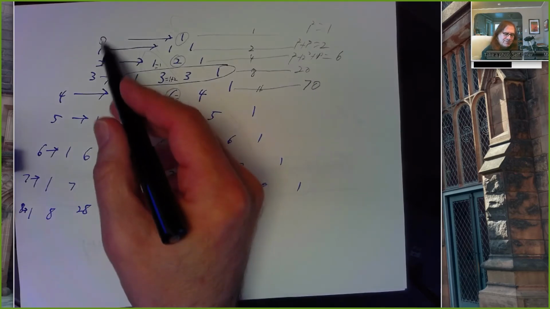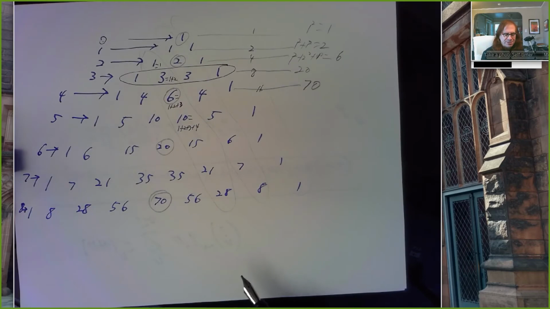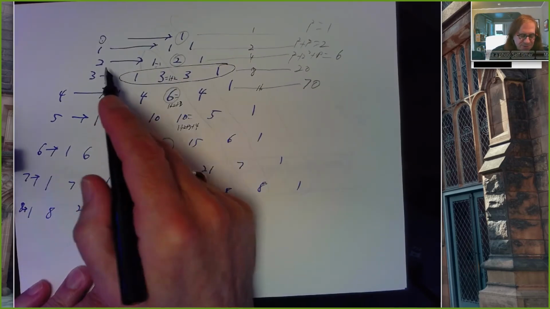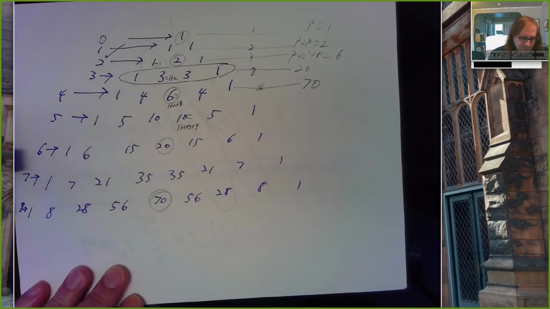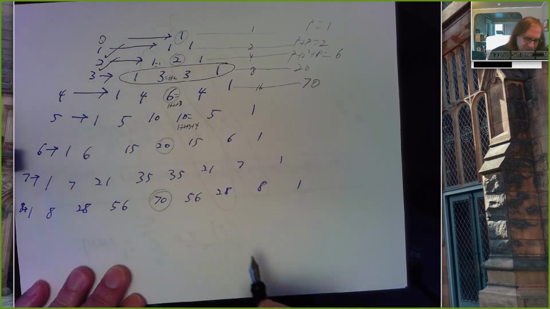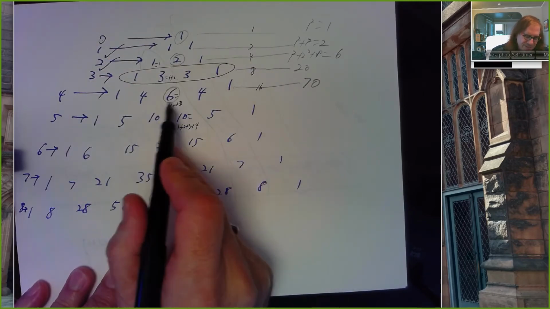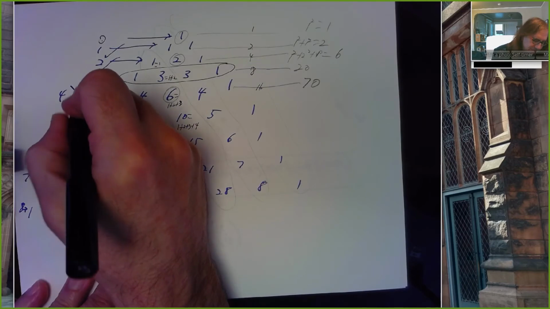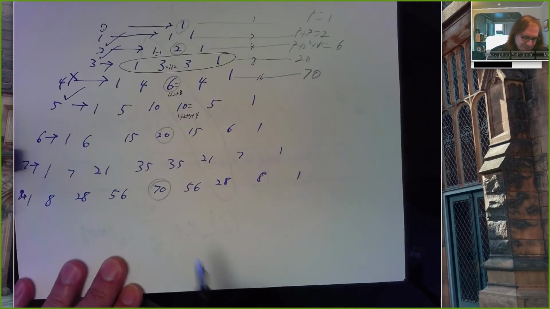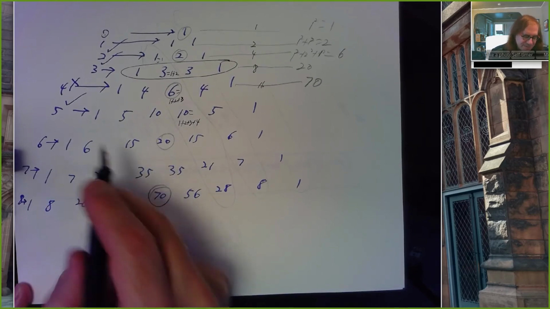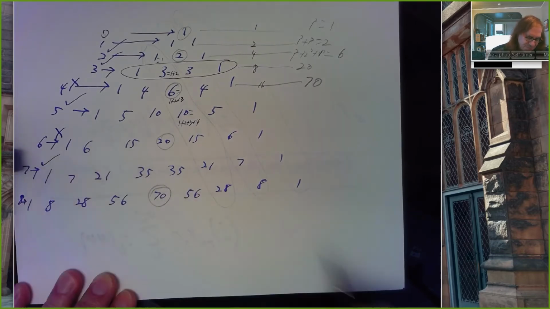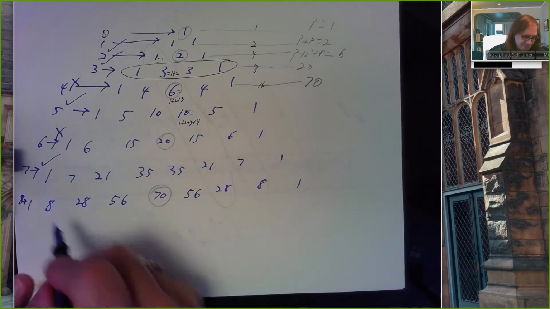And I'm not going to worry about row 0 and 1 because they don't have anything in between the ones on the end. But looking here, the only thing in the middle is 2, and 2 is divisible by 2. And over here we have a 3 and a 3, and both of those are divisible by 3. 4 is divisible by 4, but 6 is not. 5, 10, 10, 5, those are all divisible by 5. 15, 20, not divisible by 6. 7, 21, 35, divisible by 7. 70, not divisible by 8.